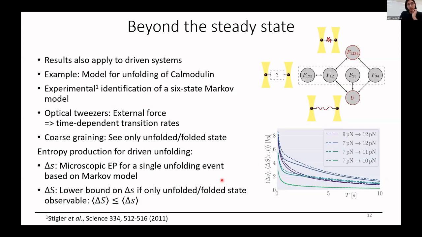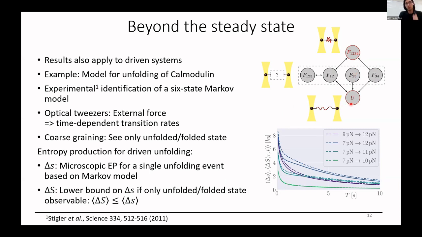And what you can also do is you're not limited to the steady state, actually. So to give an experimentally relevant example, let's have a look at a protein unfolding experiment, in particular the one done by Stiegler and co-workers here in this work, which is modeled as a 6-state Markov network. They have identified the underlying network in this case.